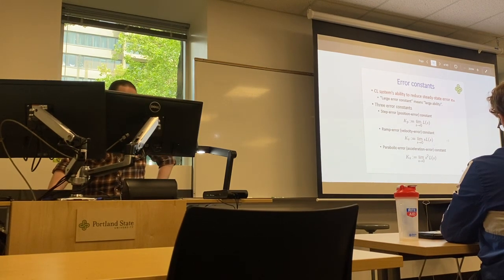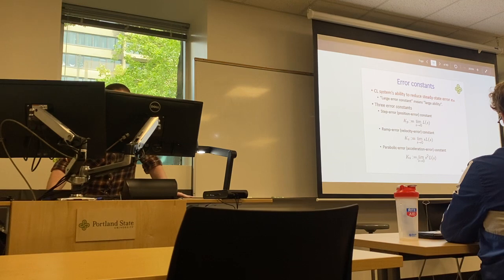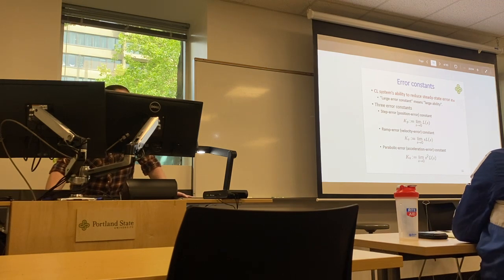So we would need an integrator in there to keep that from going to 0. And we have the parabolic error, which is our acceleration error constant, which would be the limit, again, with s squared, so we need 2 integrators in there to keep that from going to 0.